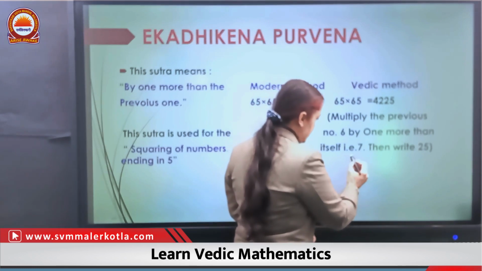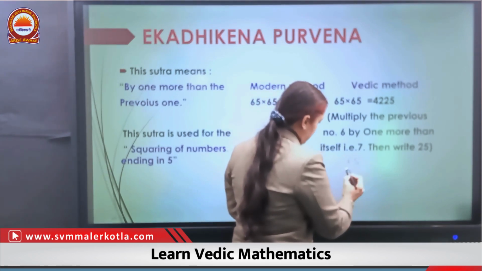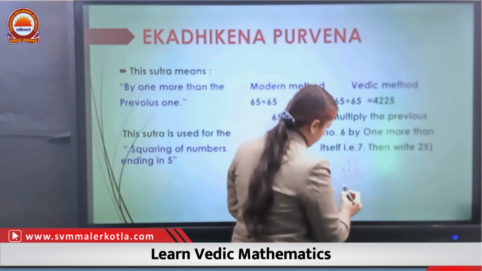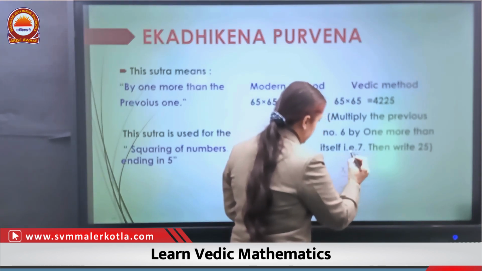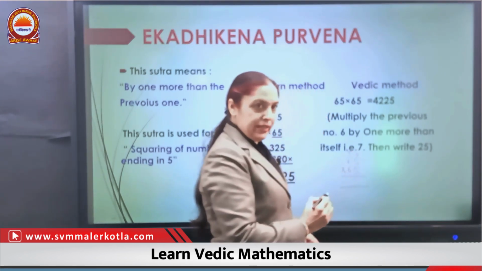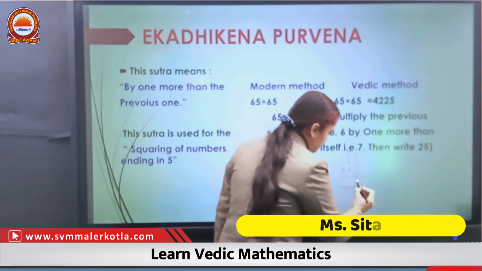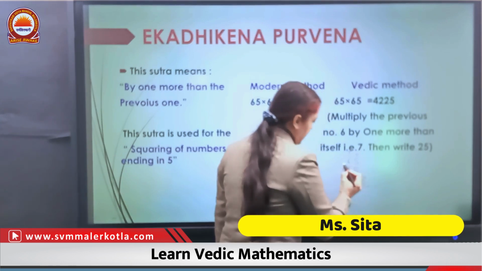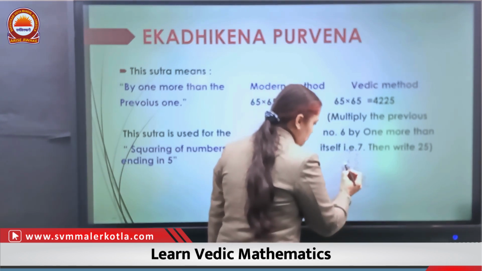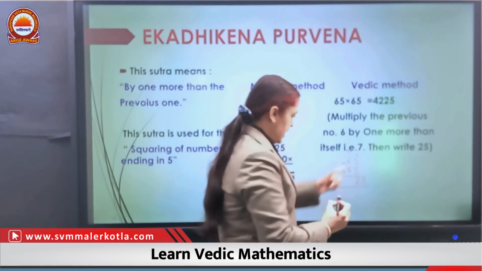सकते हैं. कैसे? जैसे 65 multiply by 65. It's your ones place and it's your tens place. Firstly, multiply the ones places. 5 5s are 25. Now we will do the one more to tens place.